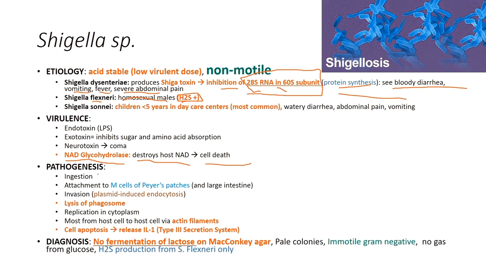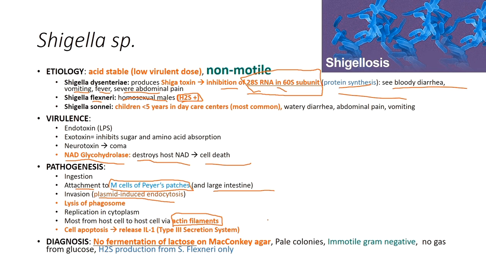So pretty much you ingest it and it attaches. These guys specifically go to the M cells of your Peyer patches and sometimes can spread to your large intestine. This actually induces plasmid-induced endocytosis, so it causes the cell to suck it up. It pops the phagosome, and now it lives within our cells. It can go from host cell to host cell, and how it goes between those host cells is actin filaments. We're not exactly sure whether our EIEC uses actin filaments cell to cell, but we know that this guy does. It also can cause cell apoptosis, which would release IL-1, and that's a type 3 secretory system. That's not super high yield, but just keep that in mind for this guy.